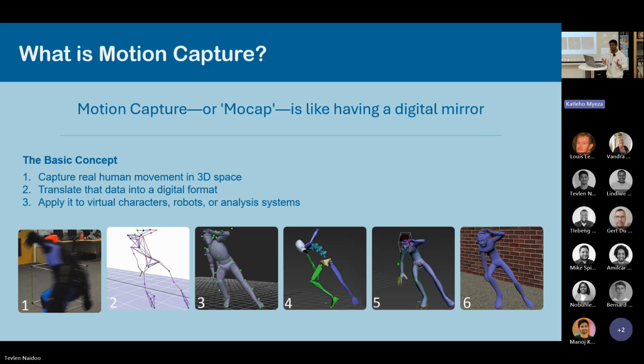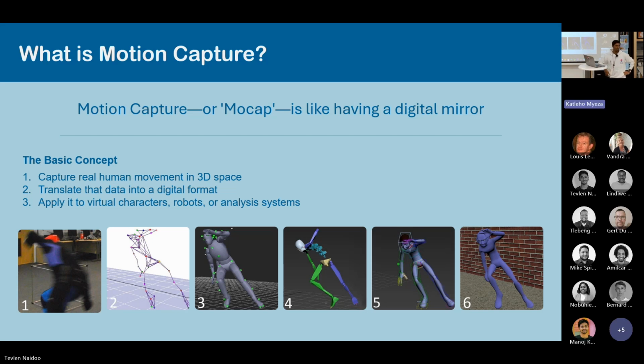To put it very simply, imagine you have a digital mirror that copies everything that you do. Very basic term. The basic concept of motion capture is you first capture your human movement in 3D space. Then we translate that movement data into a digital format. And then finally, we apply that digital movement data into a virtual character model.